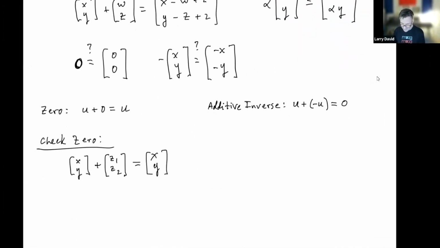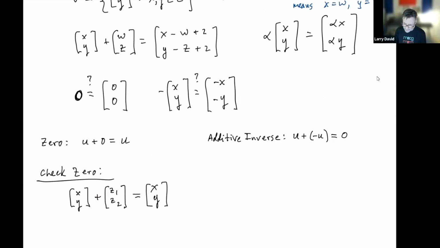Okay, so we're going to use the definition of addition and the definition of equality to check and see if this is true, and in particular, if we can solve this equation. We want to solve for Z1 and Z2. If we can find complex numbers that we can put in for Z1 and Z2 that make this true, well, then the zero axiom is satisfied and we have found the zero vector.